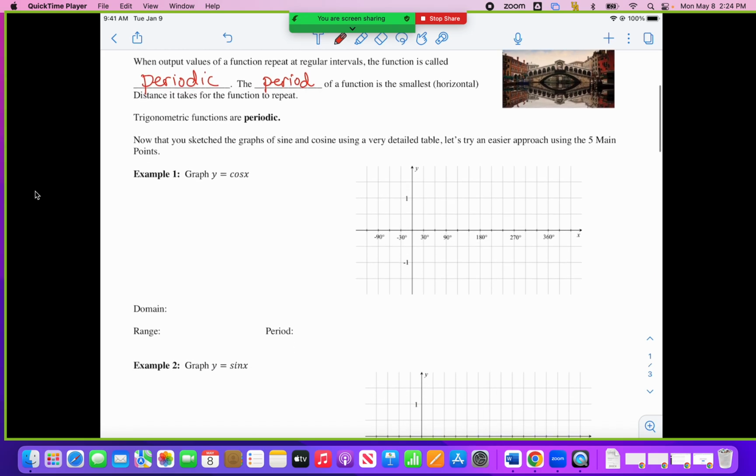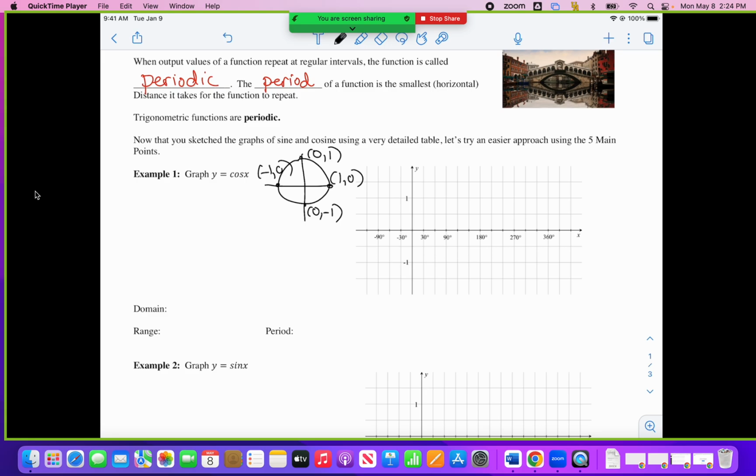Now that you sketched the graphs of sine and cosine using a very detailed table, we're going to try an easier approach, and it's called using the 5 main points. So before we make our table, I want you to sketch a teeny tiny little quadrantal unit circle. And we're going to assume we know the angles. 0, 90, 180, 270, 360.